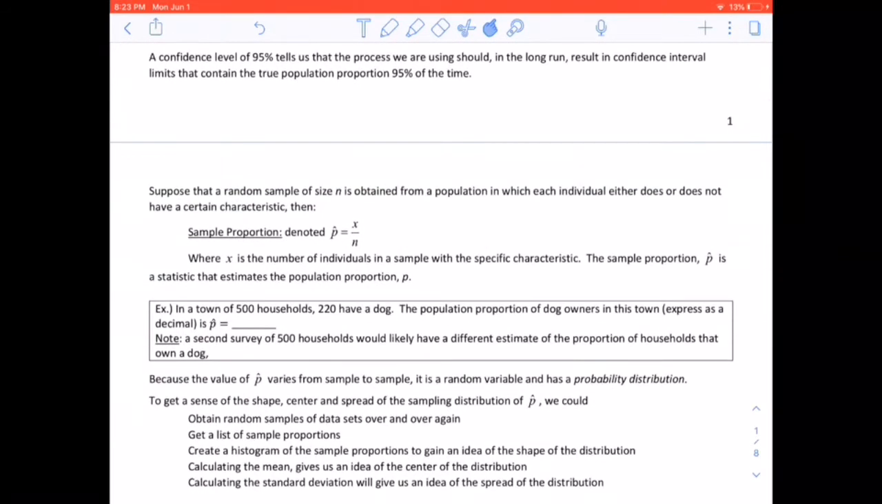At the bottom of the page it says a confidence level of 95% tells us that the process being performed, in the long run, results in confidence interval limits that contain the true population proportion 95% of the time.